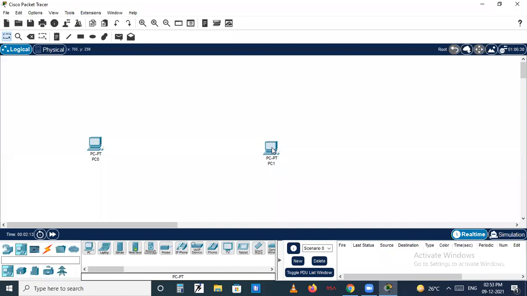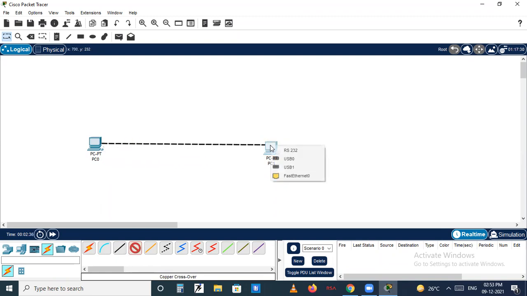Then for cabling, you will take any one of these 2 cables. If the devices are the same, then you will use the crossover cable, this one. If the devices are different, then you will use the straight-through cable. These are the same devices, so that's why we are taking the crossover cable. From here, Fast Ethernet to this device's Fast Ethernet. So now these 2 devices are connected by using the crossover cable.